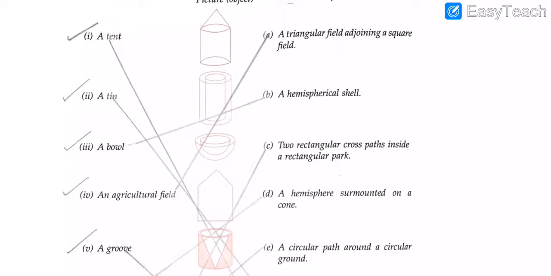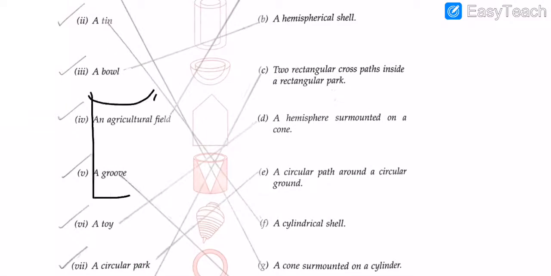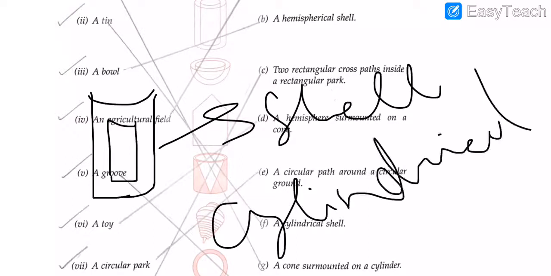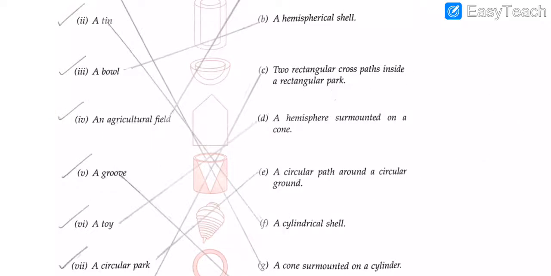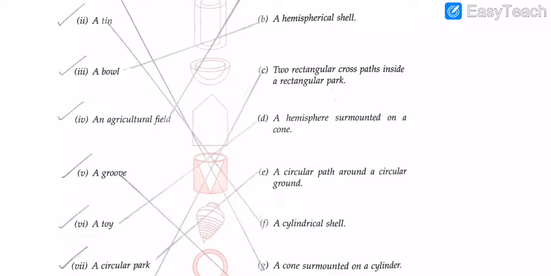Now let's do two more. A tin. A tin is a cylindrical shell. Do you guys agree with me? Why? Because there is one cylinder. Inside that there is one more cylinder. So it's a cylindrical shell. Okay. Then a bowl. A bowl would be a hemispherical shell. Why? Because it's almost like half a sphere, right? Almost like half a sphere. So that is why you call it a hemispherical shell.